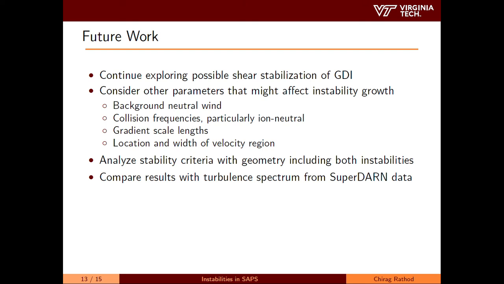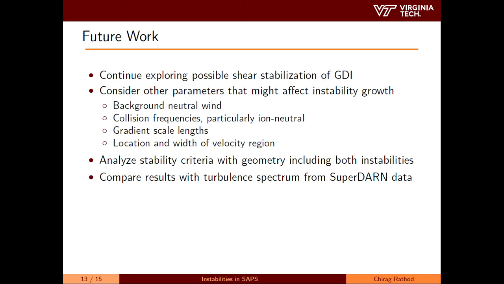So for future work, we want to continue exploring this possible shear stabilization of the gradient drift instability. There has been work done in the fusion community, primarily in Z-pinches, that looks at how shear flow can stabilize some of the instabilities for the turbulence that they see. And we're going to explore some of their work and see if any of it could apply to the ionospheric things that we are looking at.